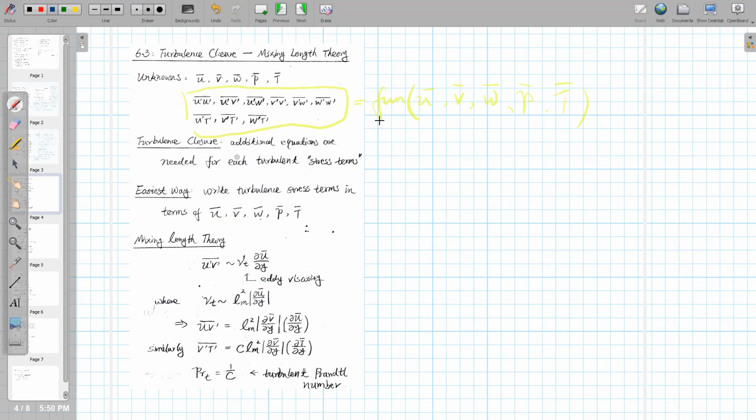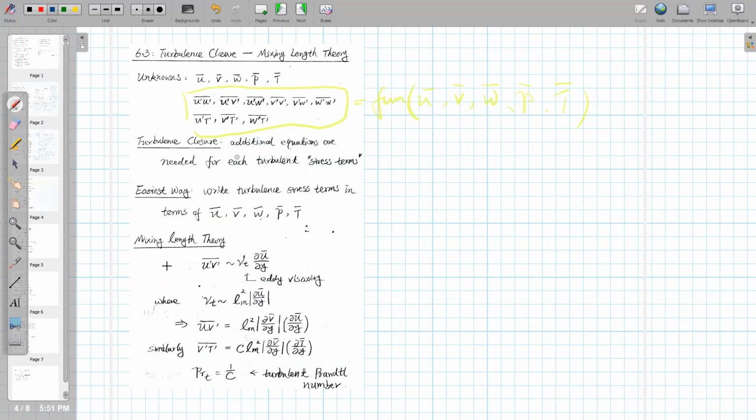Okay. So if we can model these Reynolds stress terms, the turbulence stress terms, in terms of averaged values, then that will be good, okay? That means we reduce the number of unknowns, so that we have 5 equations and only 5 unknowns to solve, okay?